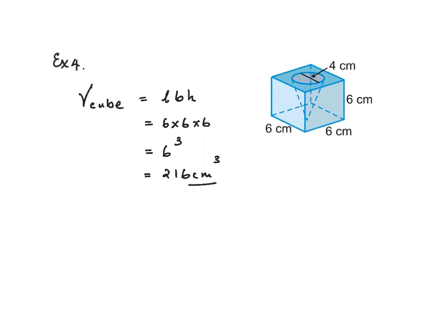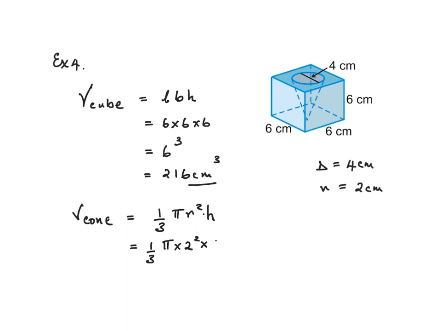And the cone, 1/3 pi r squared h. Now we can see, I hope from the diagram, that the diameter of the base, circular base, is 4 centimetres. That means the radius is 2 centimetres, 4 divided by 2. And I hope you can see from the diagram, the cone seems to go all the way through, so the height of the cone is the same as the length of the side of the cube. So 1/3 pi times 2 squared times 6.